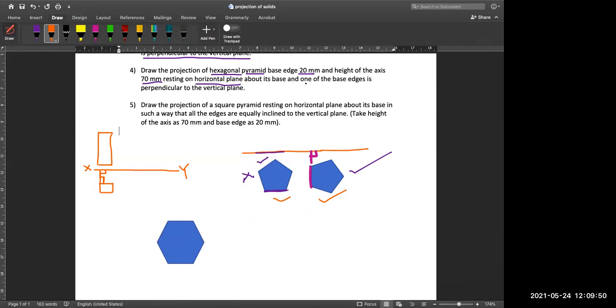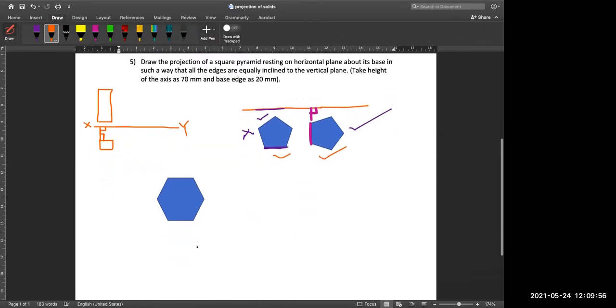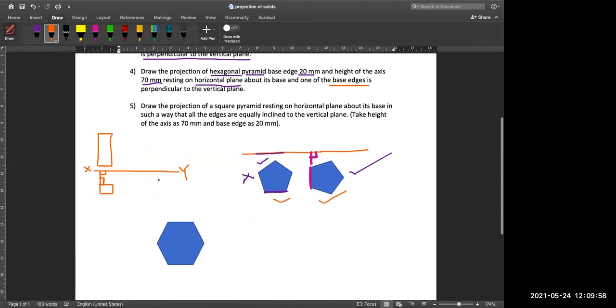About its base, and one of the base edges is perpendicular to the vertical plane. If it is written like this, then you have to change the orientation. Suppose this is your XY line or the reference line. I'm talking about your top view only. This is your reference line XY.